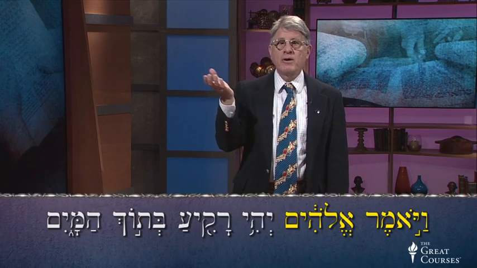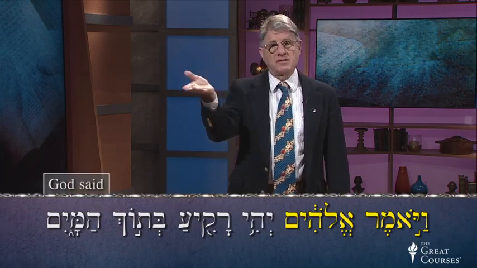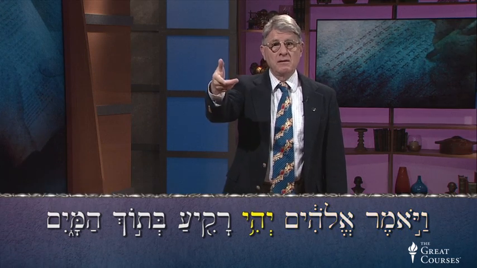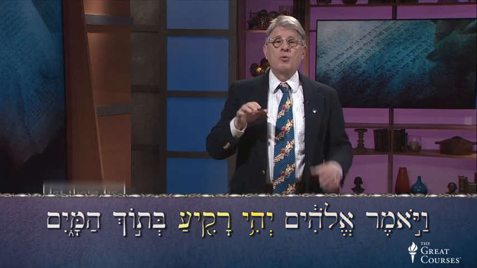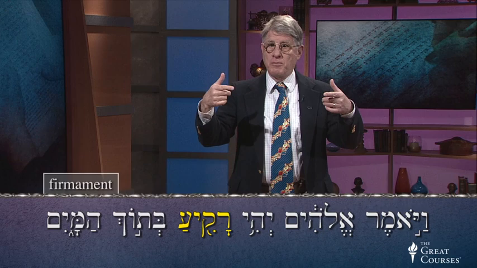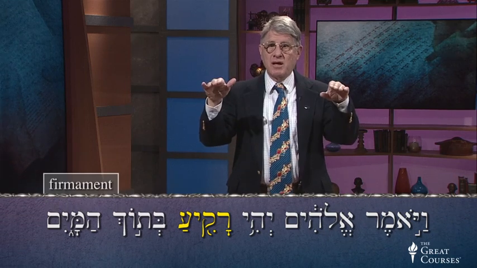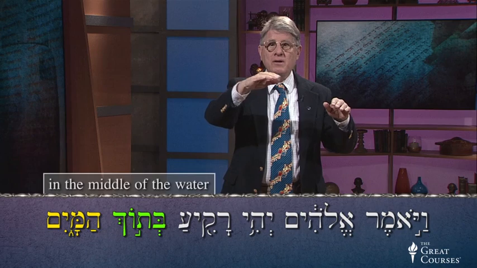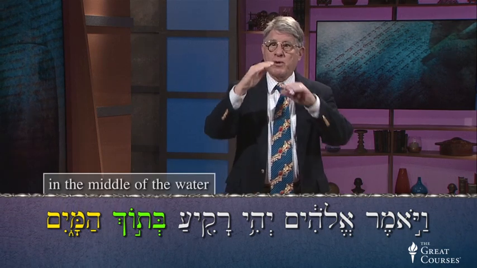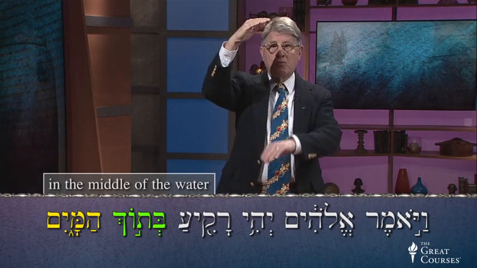Quick peek at day 2 of creation, when the whole world was nothing but water, Genesis 1:6. Vayomer Elohim, God said, Yehi, let there be, Rakia, a firmament, a solid shell, bitoch hamayim, in the middle of the water, to separate it into water above and water below.